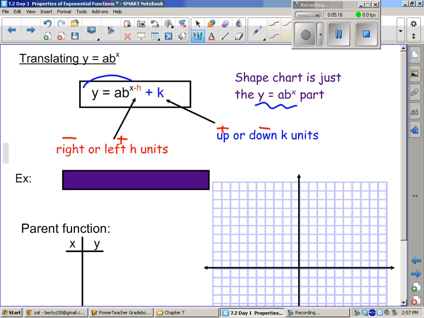You're going to make your T-chart for the easy thing. Right. The H and K gets done later. Yep, that's shifting. Okay, let's try one.